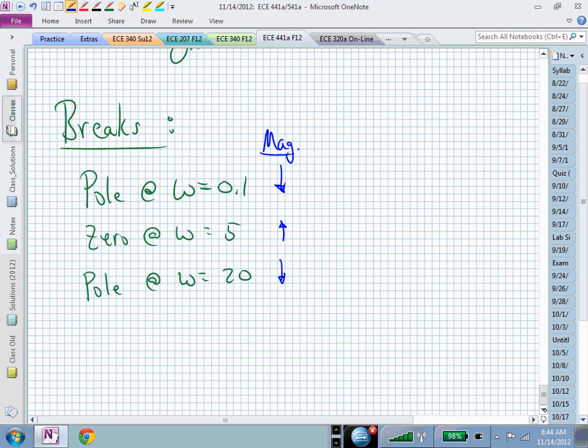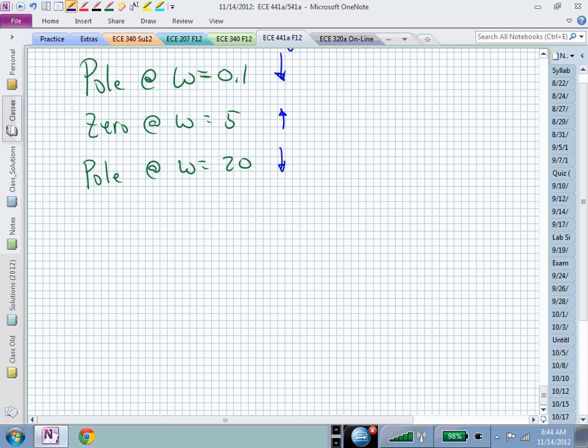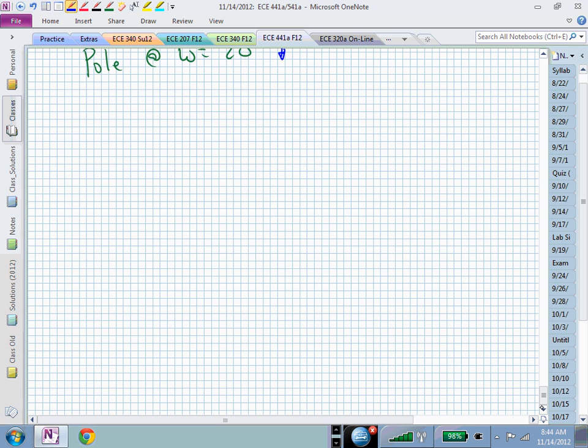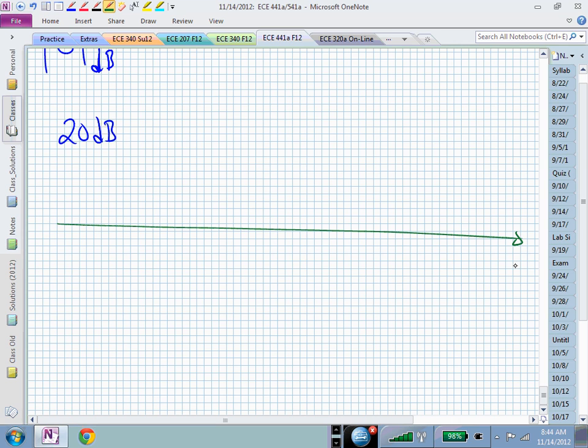So let's now see if we can sketch what we have relative to this particular system. If we now look at our gain in dB, we said we were starting at 20 dB. And what else did we say? In terms of frequencies, we had something at 10 to the minus 1.